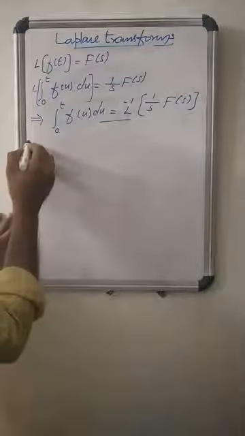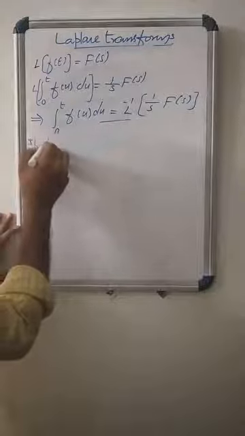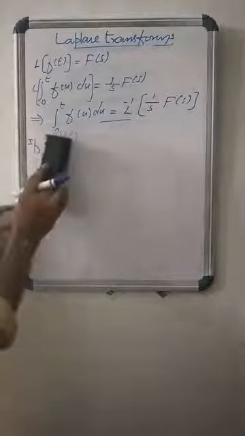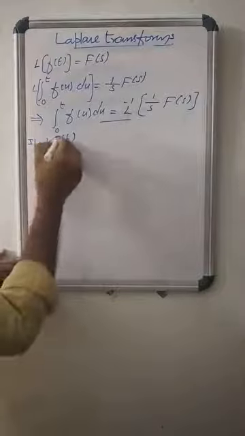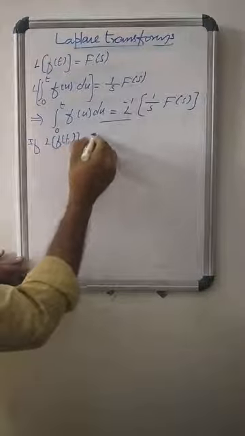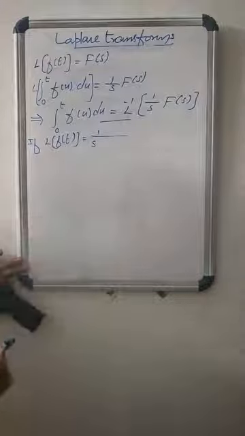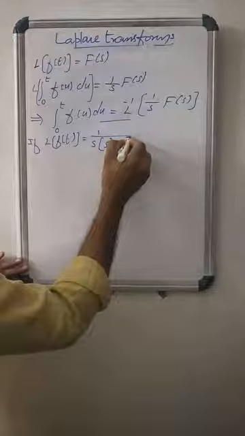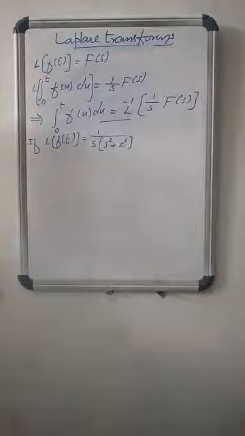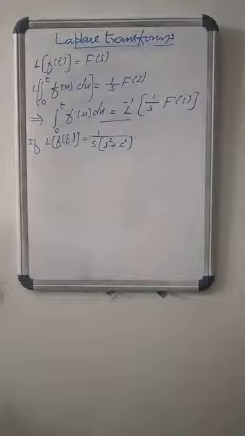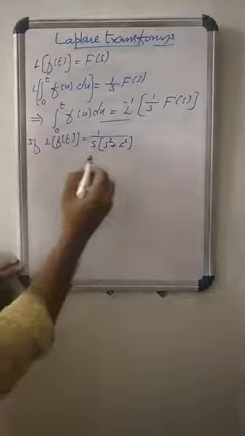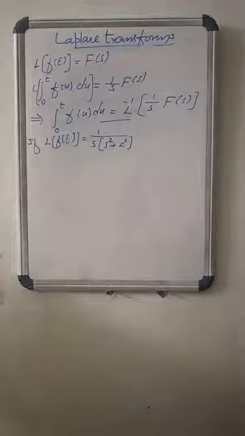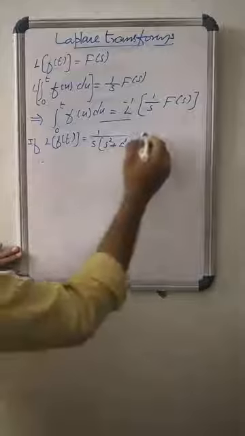It is given that if L{f(t)} equals 1/(s(s² + a²)), then find f(t). If L{f(t)} is 1/(s(s² + a²)), then find f(t). What is f(t) here?